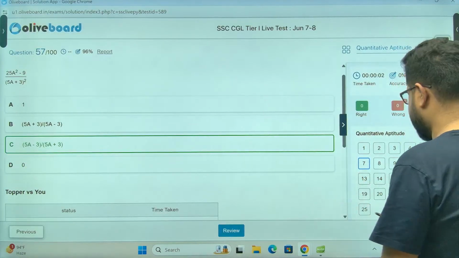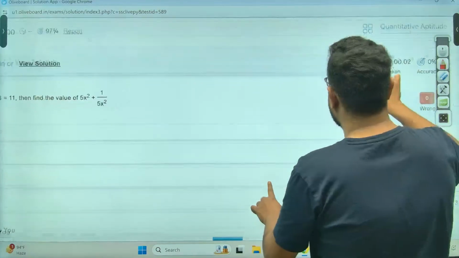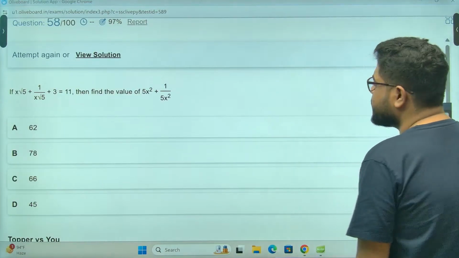Correct? So option C is your correct answer. 10 seconder. Questions तो बहुत सीधा लग रहा है. This week the questions again look very easy.